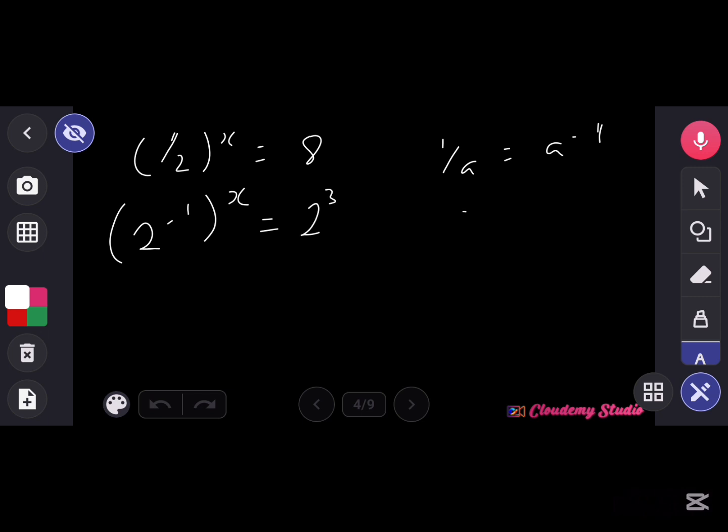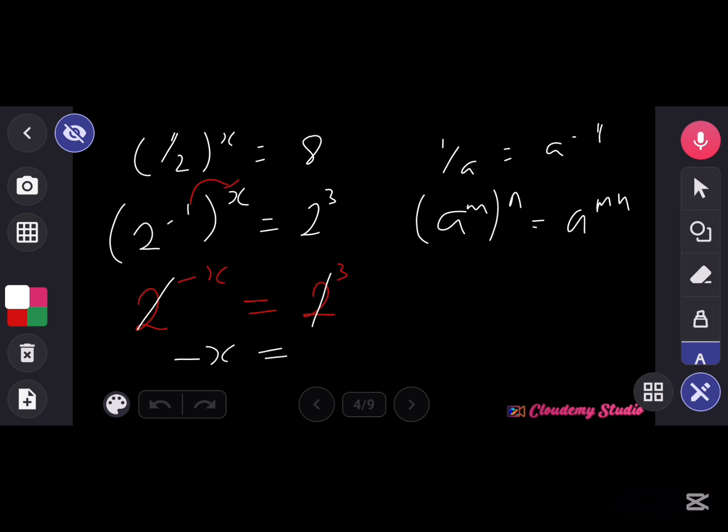Now, remember that (a^m)^n equals a raised to power m multiplied by n. Which means minus 1 will multiply x here. We'll be left with 2 raised to power minus x equals 2 raised to power 3. Since the idea of an exponential equation is that if the bases are equal, then the powers will be equal as well, and their base is equal, we can cancel 2 with 2 so that their powers are equal. Therefore, minus x equals 3.